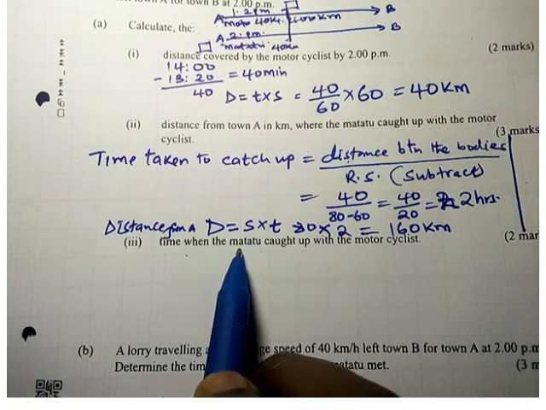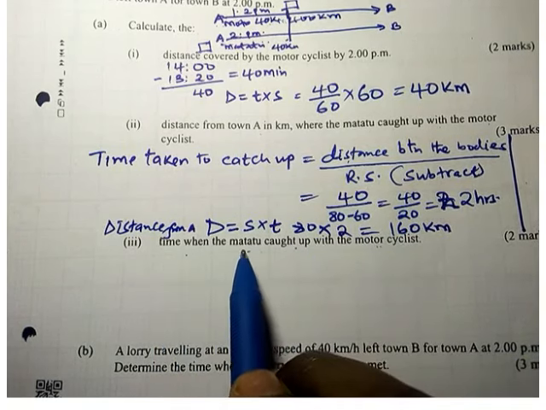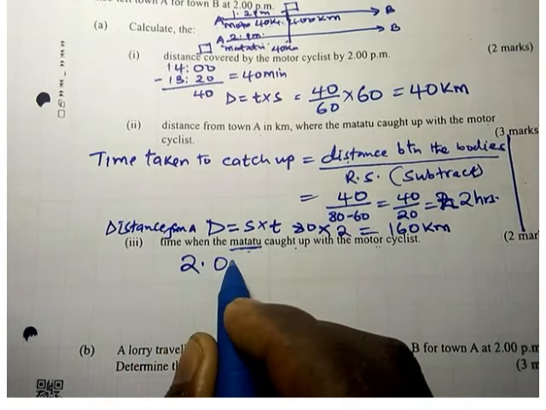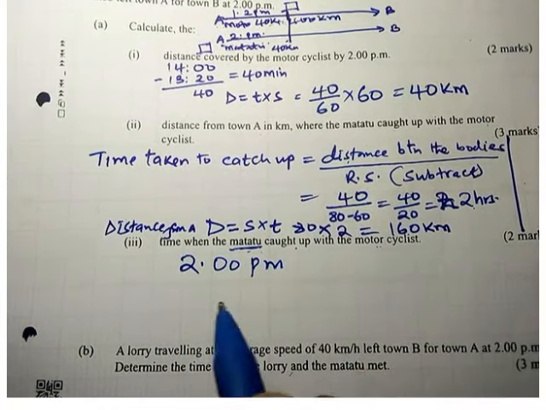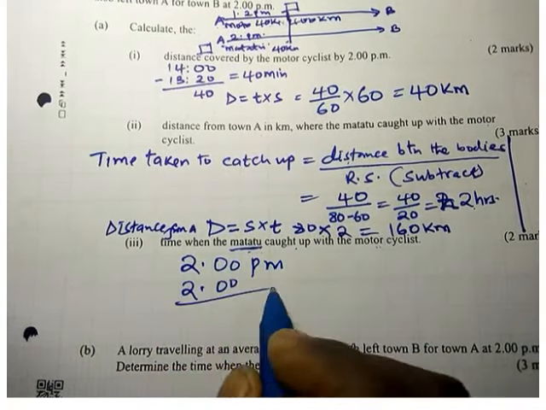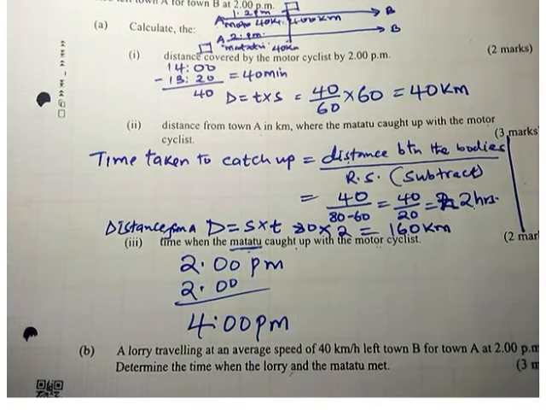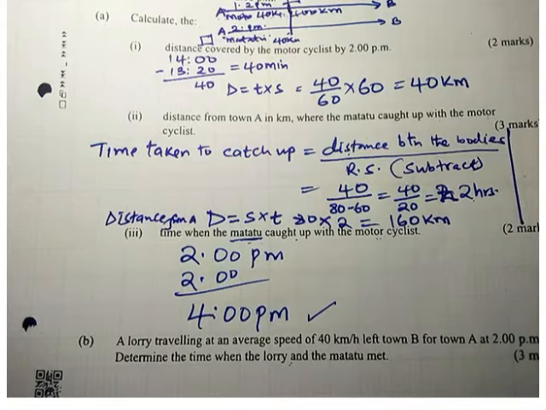Calculate the time when the matatu caught up with the motorist. At what time did the matatu catch up? Remember, the matatu started at 2 p.m. It took 2 hours to catch up with the motorist, so you add 2 hours. This one is 4:00 p.m. So the matatu caught up with the motorcyclist at 4 p.m.